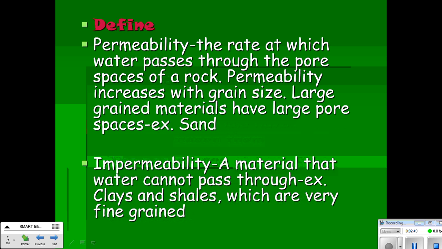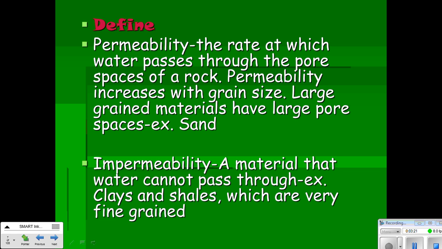Some definitions. Permeability is the rate at which water passes through the pore space of a rock. Permeability increases with grain size. Large grain materials have large pore spaces. Like sand, we talked about as having the largest size grains versus silt and clay. When you put sand grains together, it is very permeable. Think about the beach. You can get sand wet on the edge of where the ocean is.